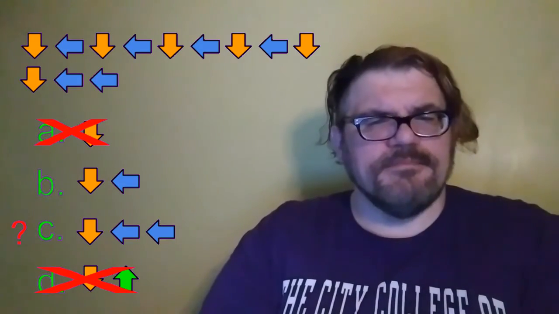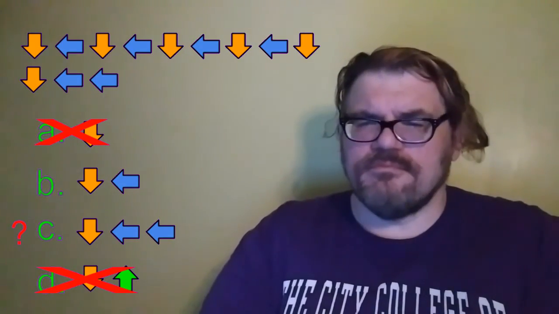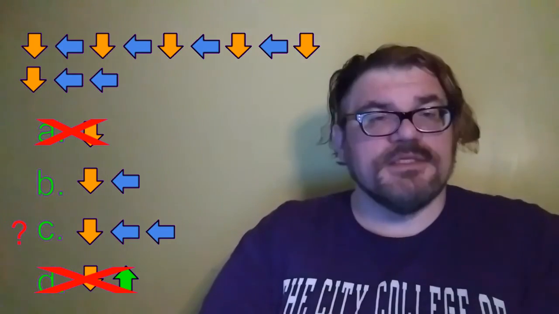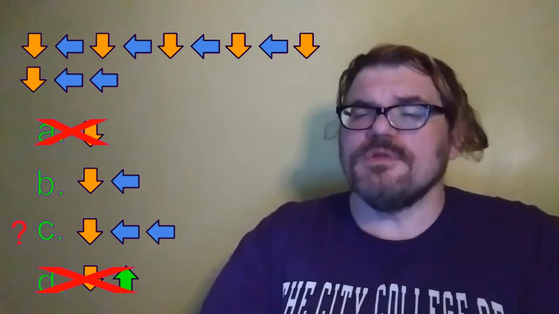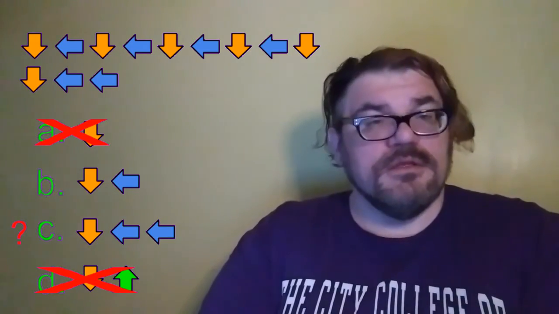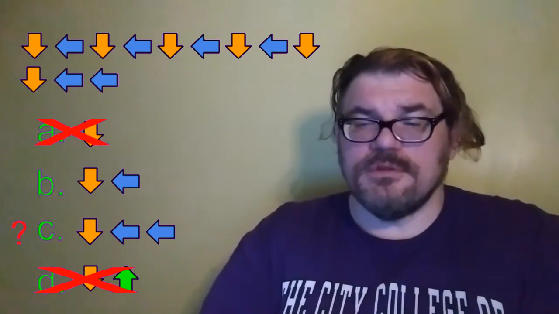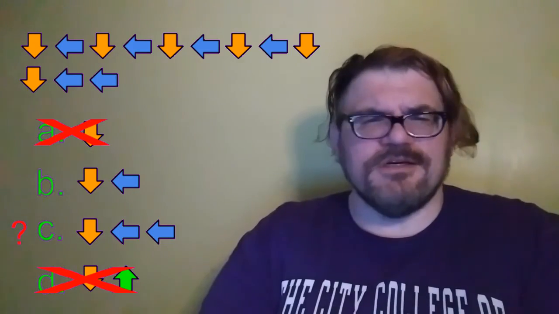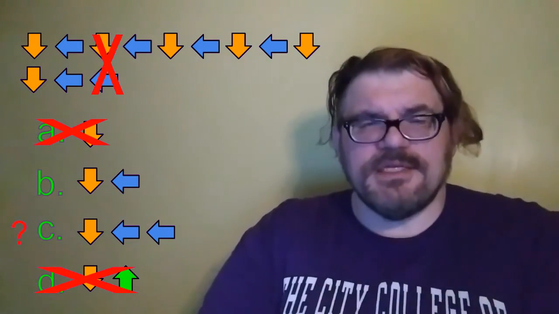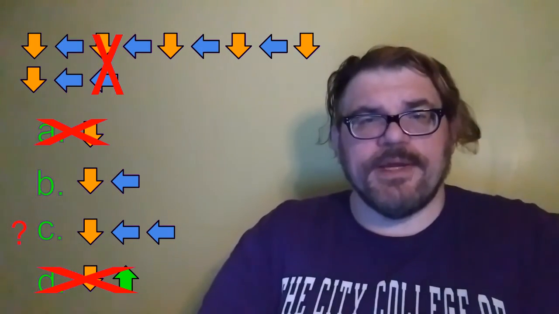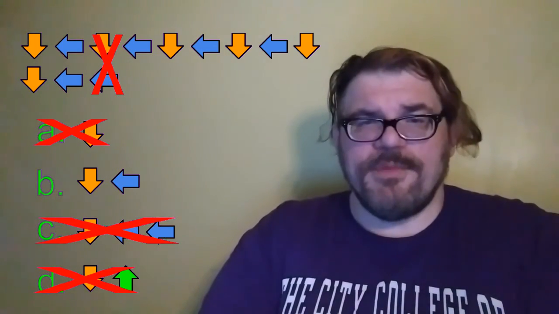Let's try C. Does that work? C is down orange arrow, left blue arrow, left blue arrow. Let's put that in. Well, the down orange arrow works. The first blue left arrow works. Oh, but the third, the second blue left arrow, that's not there. It's a down orange arrow again. So that can't be our match.